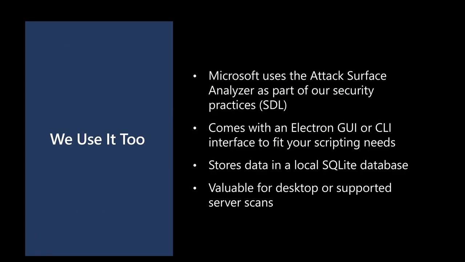our engineers are required to use the Attack Surface Analyzer to detect system configuration changes resulting from software we're building, as well as third-party products. The tool is built using .NET Core and comes with both the Electron.NET GUI that you saw and a command line CLI option, making it easy to script and use as part of your DevOps or security processes. The scans are stored in a local SQLite database and can be exported. You may also find it valuable on some Windows Server and Linux Server platforms, as well as client systems.